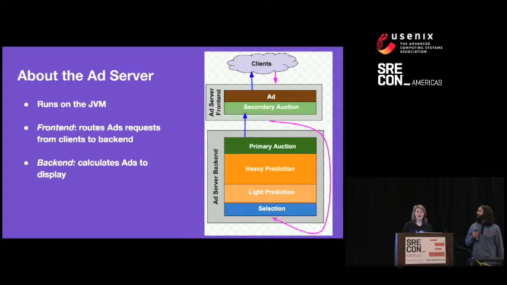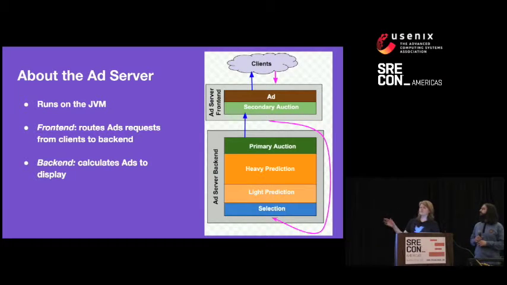Okay, so at a high level, a client ad request comes into the front end ad server. And then the front end fans this request out to multiple backends. The backends then determine what is the best ad to serve the user. And then they return a selection of ads to the front end. The front end makes the final selection of ad based on what is the best ad to serve the user, and then returns the ad to the client.